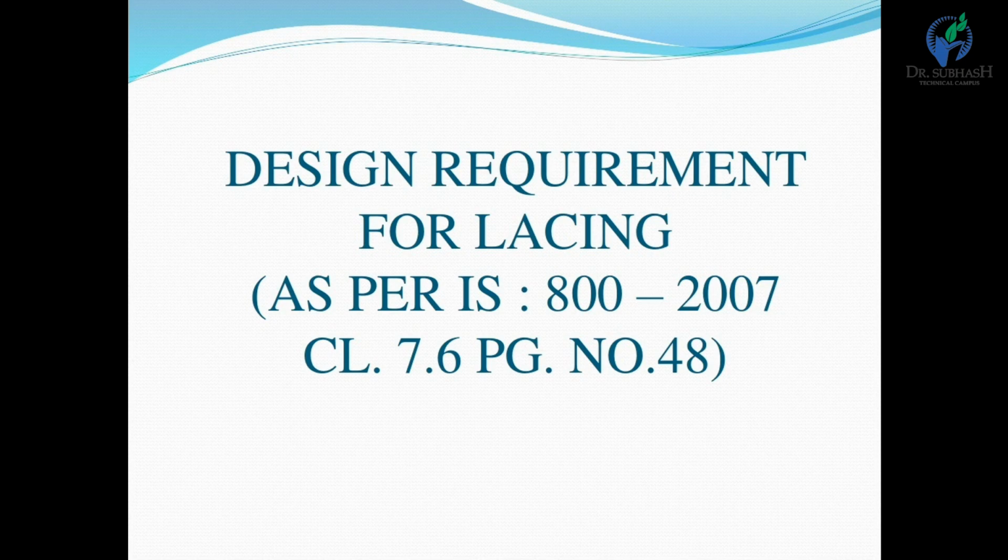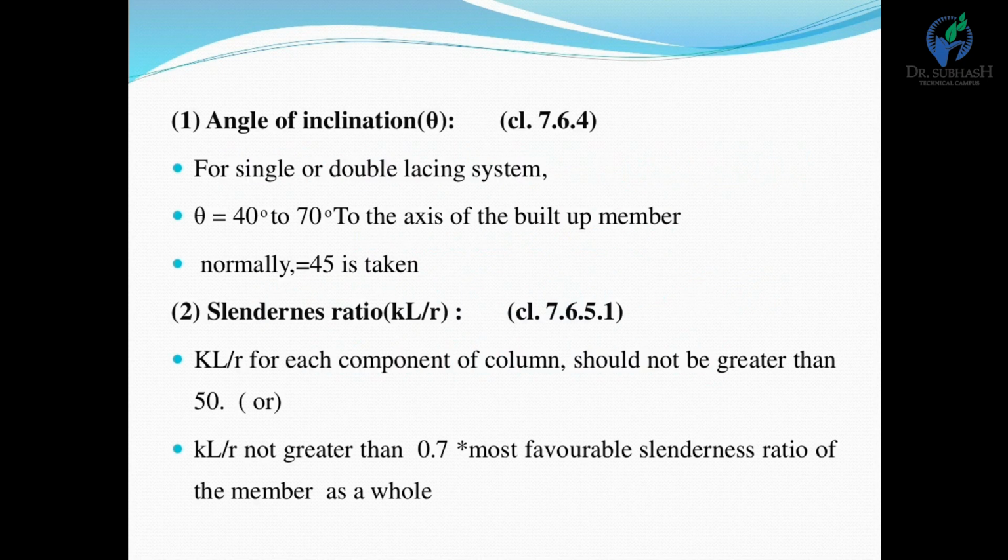Now we start the design requirements for lacing as per IS 800. It starts at clause number 7.6, page number 48. First requirement: the angle of inclination, denoted by theta. It is given in clause number 7.6.4. For single or double lacing, theta may vary from 40 degrees to 70 degrees to the axis of the built-up member.